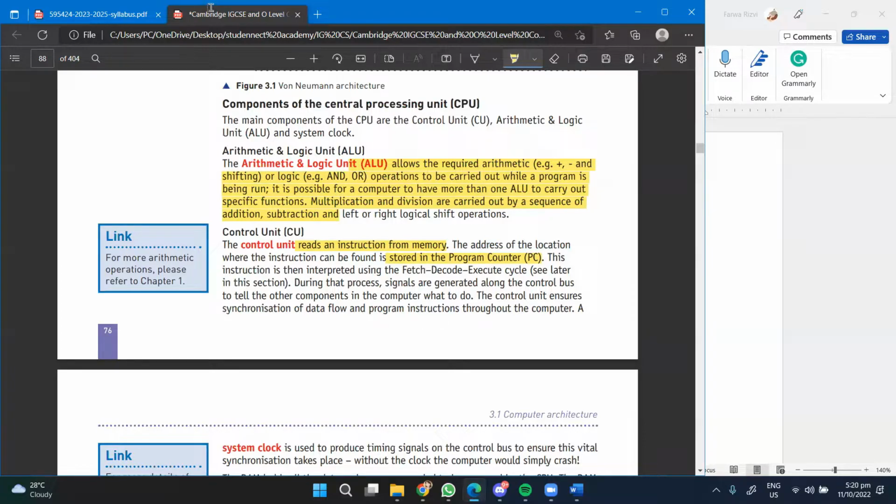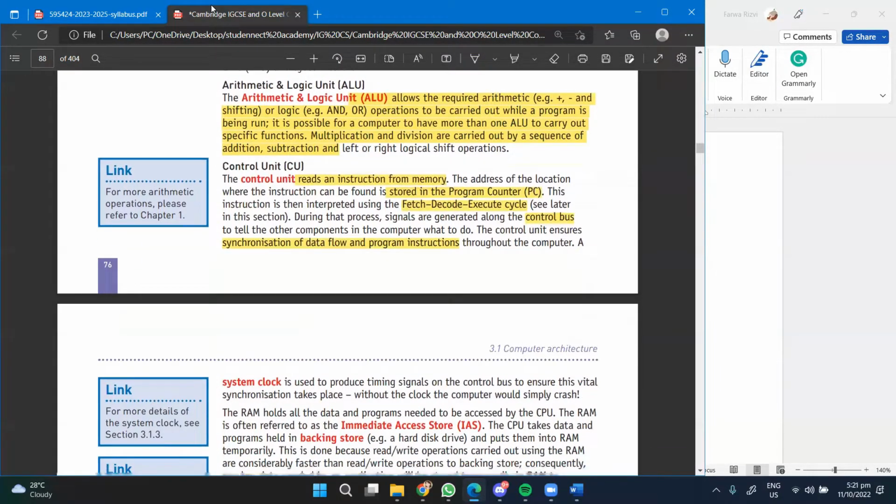This instruction is then interpreted or understood using the fetch-decode-execute cycle that we're going to look at a little later. And during that process, signals are generated along the control bus, one of the buses that we talked about before, to tell the other components in the computer what to do. And the control unit ensures the synchronization of the data flow and program instructions throughout the computer.